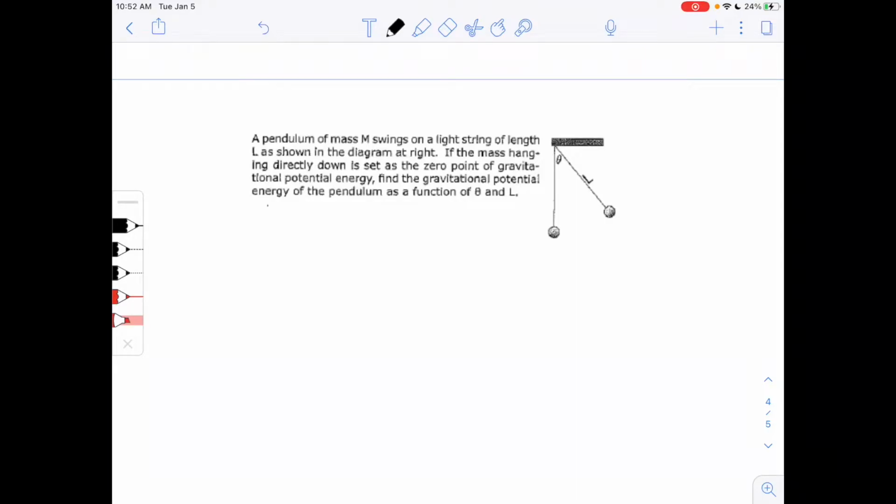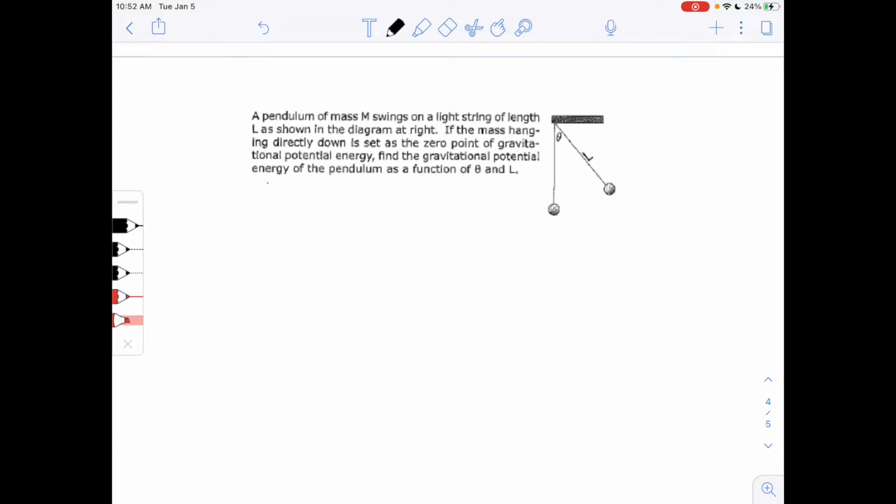In this example, a pendulum of mass m swings on a light string of length L. If the mass hanging directly down is set at the 0 point of gravitational potential energy, find the gravitational potential energy of the pendulum as a function of theta and the length of the string L.